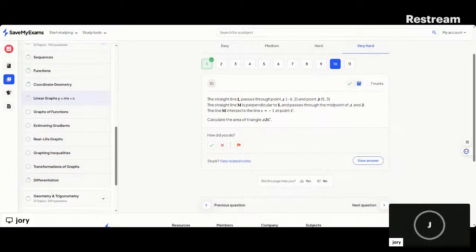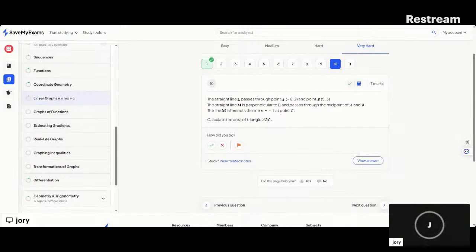Okay, so now I need to find point C. I have its x, and I just want to find its y. So it's 11 minus 3, which is 8. So C is negative 1, 8. Now I want to find the distance between M and C and A and B to find the area, because the area is half of base times height. The base is AB and the height is MC.